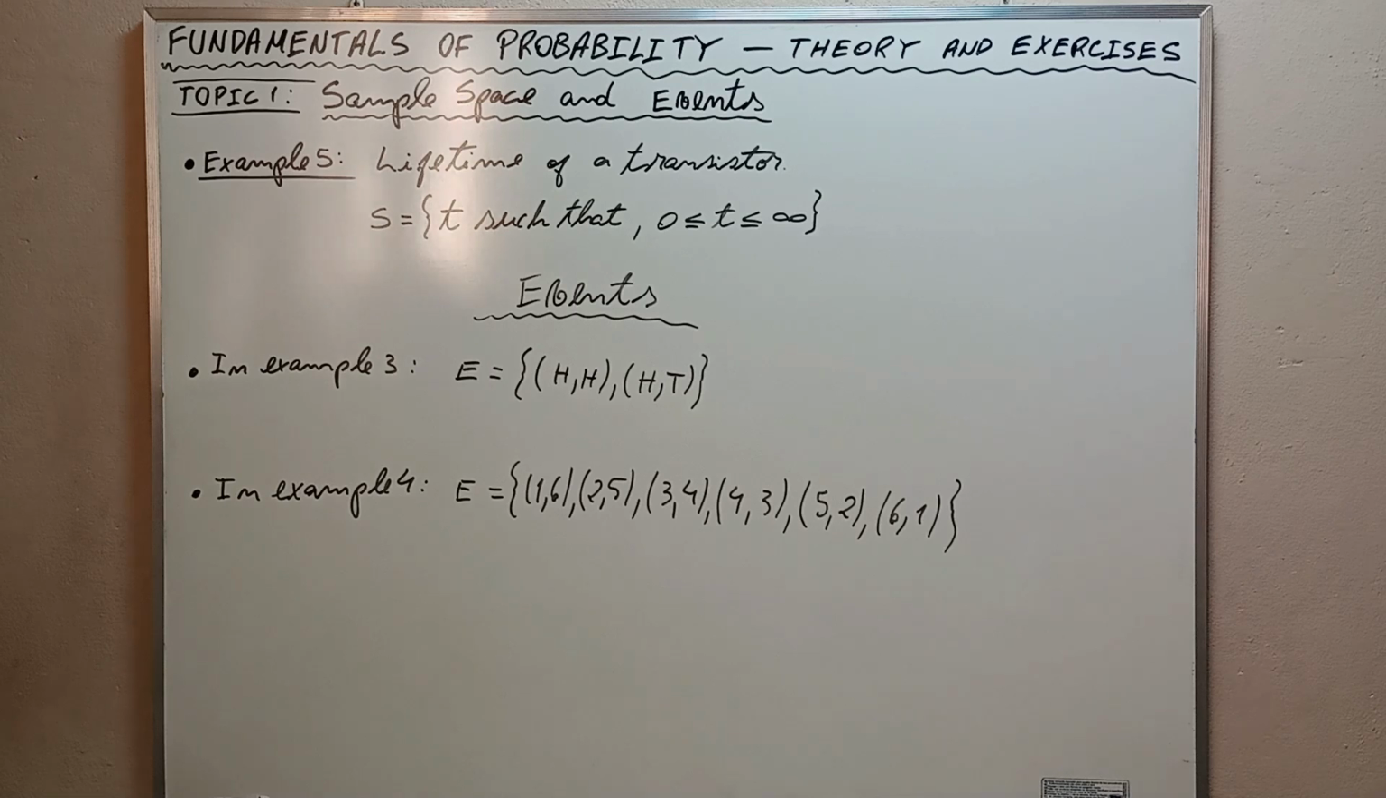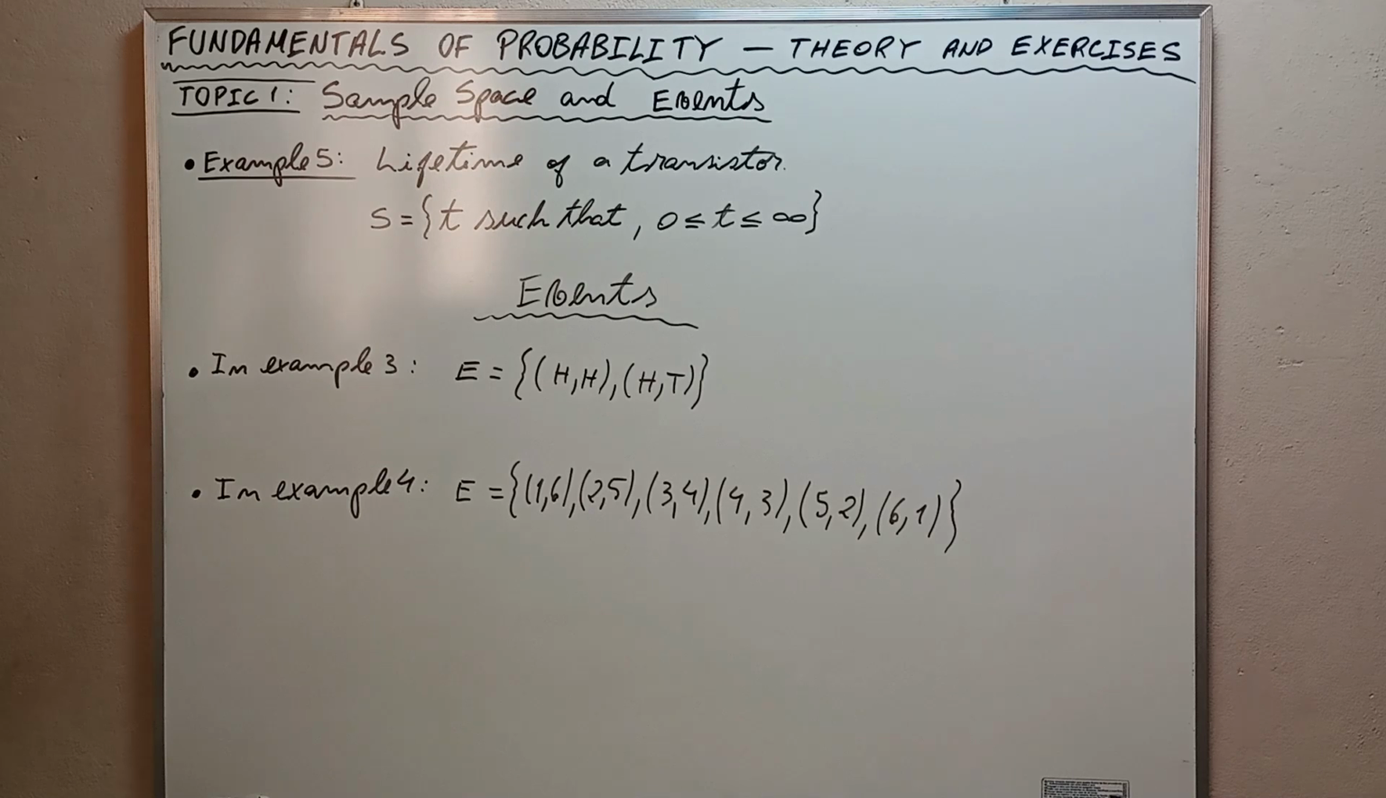Example number 5. If the experiment consists of measuring in hours the lifetime of a transistor, then the sample space consists of all non-negative real numbers, that is, S is equal to {t, such that t is between 0 and infinity}.